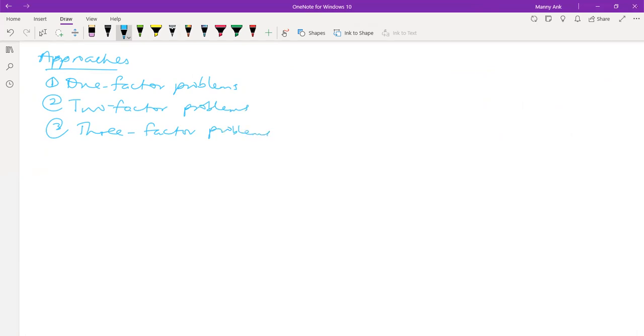Okay. So if you consider the one-factor problem, these are problems where you are changing, for example, let's say you have milligrams, you want to change that to grams. Or kilograms to grams. Those will involve one-factor problems.